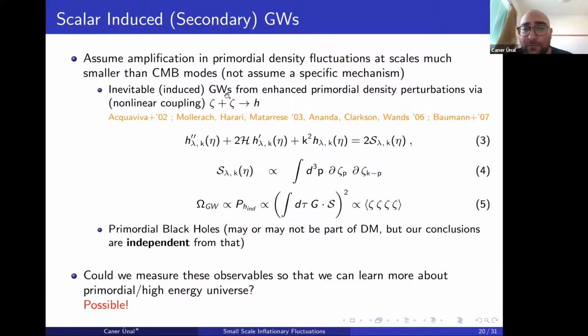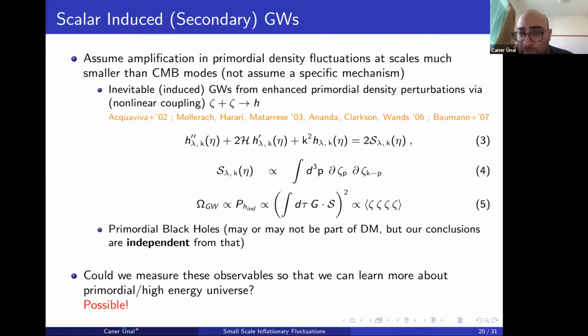But if you have large density perturbations, starting from quadratic order, this source is quadratic in the density perturbation. Scalar perturbations start sourcing these gravitational waves, which is very interesting. So as you see, for the people from a field theory background, you could immediately remember, this is just, in position space, zeta at p times zeta at k minus p, which is just a convolution integral.